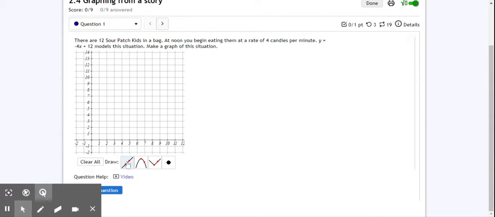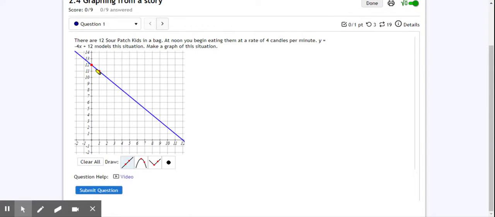So let me get my cursor here. We're going to use this line tool. We're going to start at 12, and as soon as you put one click, notice it's ready to go. Then we're going down 4 every time. Down 1, 2, 3, 4, but for each minute, so I go over 1. I started at 12. After 1 minute, I've got 8. After 2 minutes, I've got 4. After 3 minutes, I've eaten them all.